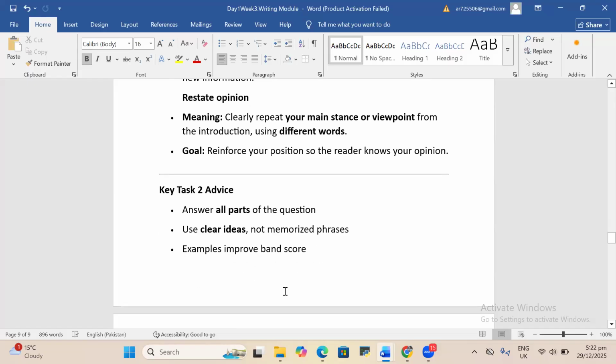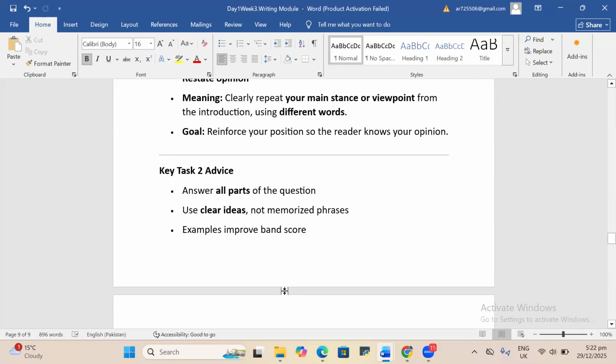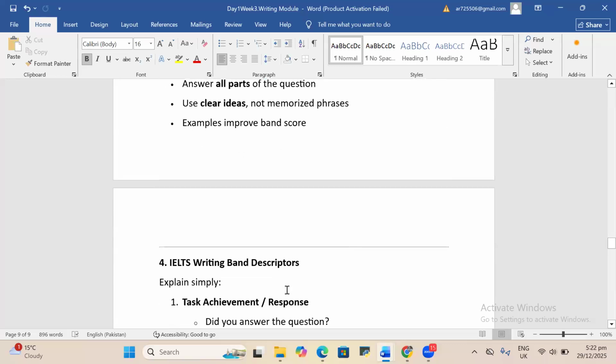Many students just try to memorize available templates, which is not a good thing, because if anyone uses a template from the internet, the chance is that other students can also use it. So it can have a negative impact on you if multiple students in the same center use the same template. So you should write your own sentences and develop your own way of writing. Giving examples actually improves your band score.